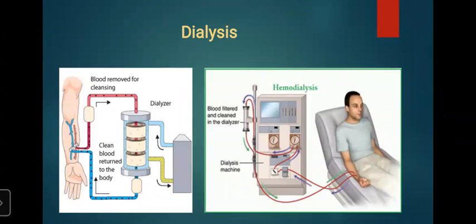Now, dialysis. The efficiency of kidneys can be adversely affected. Sometimes the efficiency of kidneys is adversely affected by injury, infection, or decreased blood supply. In such a case, an excess of toxic substances accumulates in the body and it can lead to death.